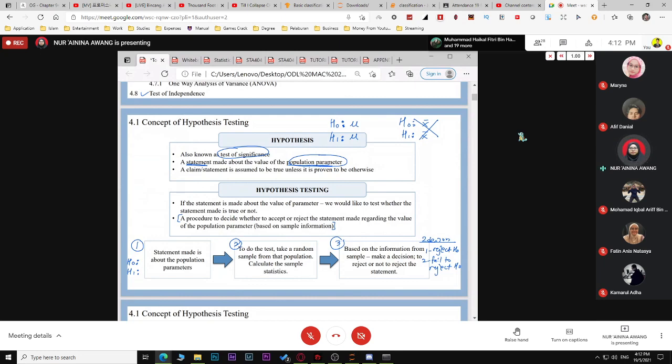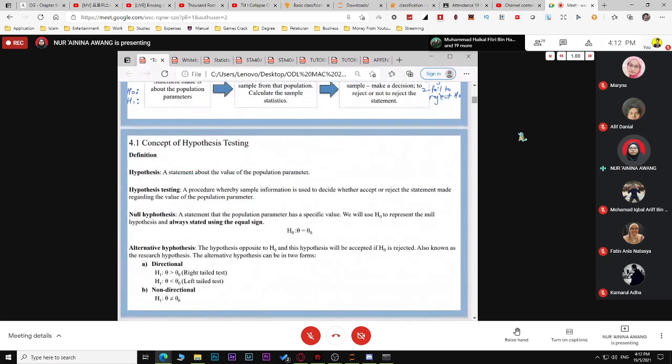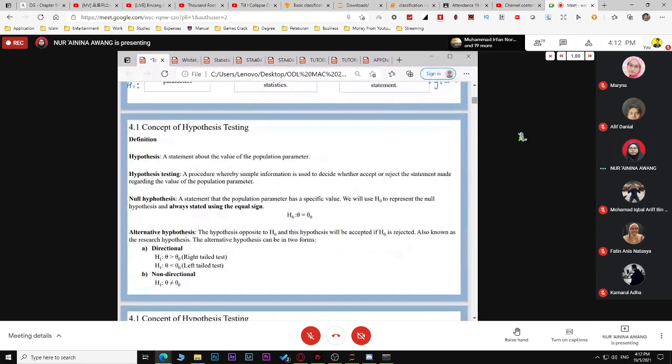So we look at the terms or definitions that we will use in this topic. The first one is hypothesis. Hypothesis is a statement about the value of the population parameter. So, a statement about the population parameter.